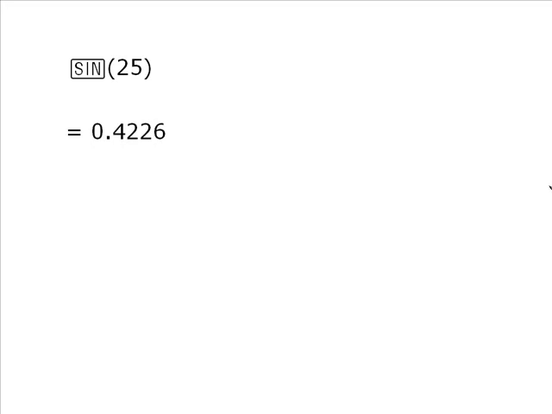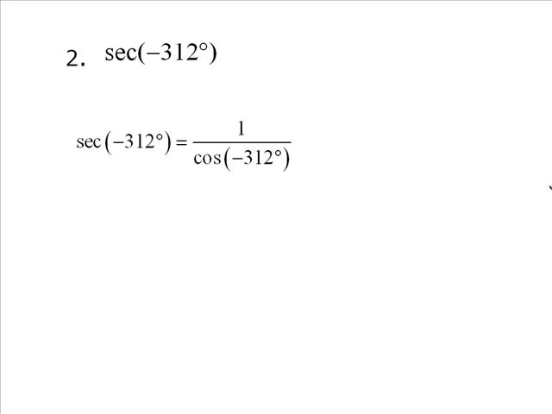Now the next one will involve a reciprocal function. So, secant of negative 312. You do not have a secant key on your calculator, so you have to solve this one using your cosine key, because the secant of negative 312 degrees would be equal to 1 over the cos of negative 312 degrees. Keep in mind that is on your formula sheet. If you should forget it, I don't think you will though. You enter it in just as it is, 1 divided by cosine of negative 312, and then you'll get your answer.